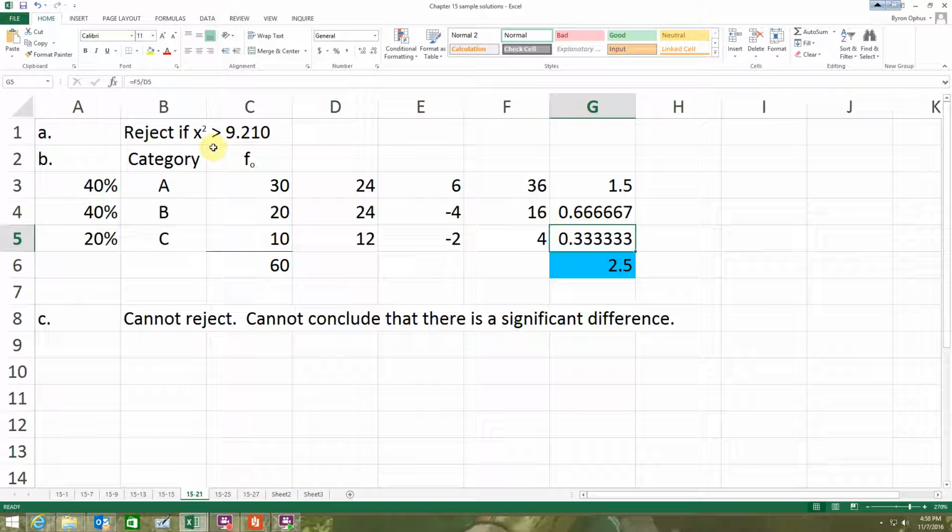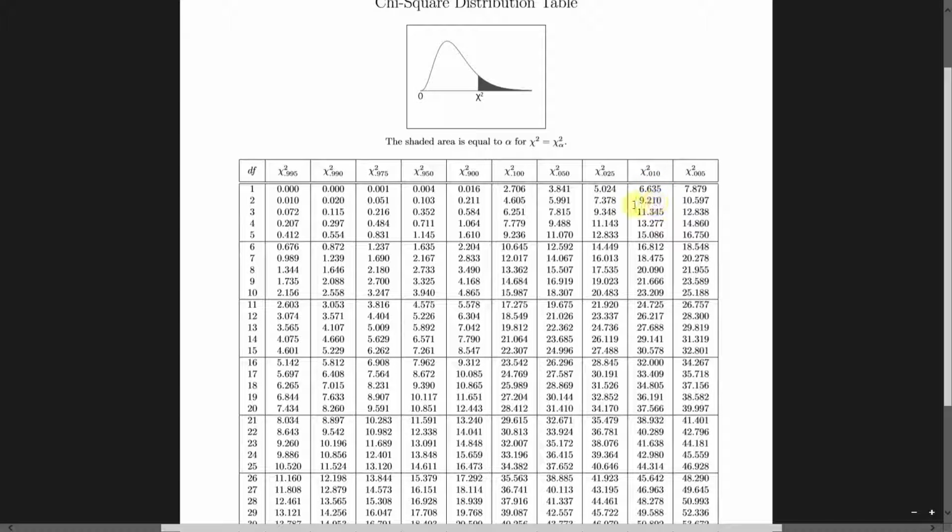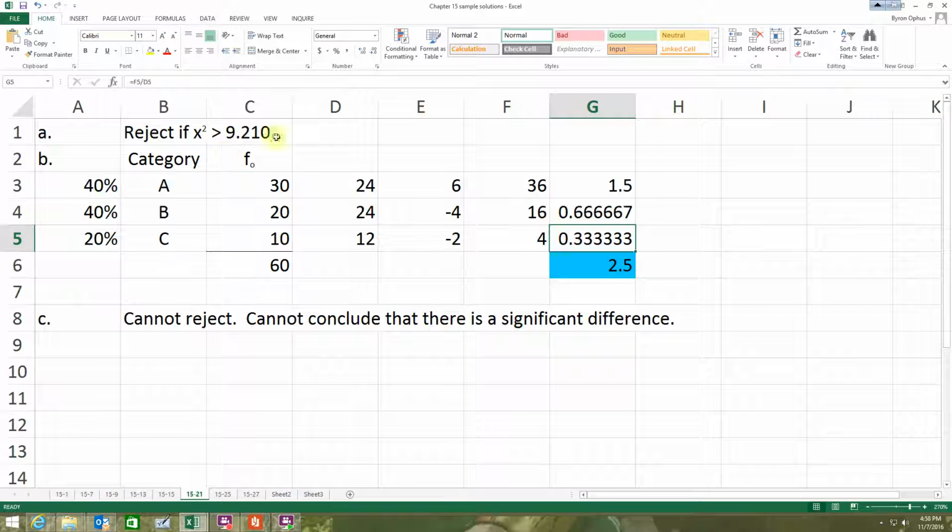And I compare that to my reject if chi-square, and I didn't look at that. I should have looked at that, right? Because it says that I'm using 0.01, and I've got 3 categories, so my degrees of freedom is 2. So I'm way down here, 0.01 with 2 degrees of freedom, so 9.210 is what I have to use, right? But I cannot reject. I cannot conclude that there is a significant difference in these numbers from these particular percentages.